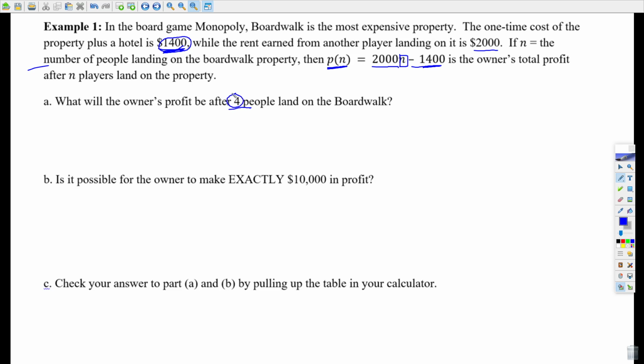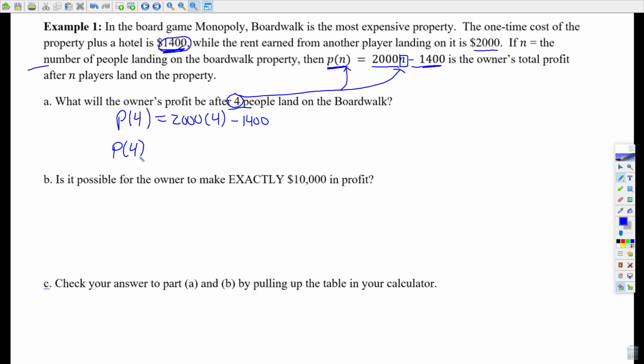All right, so part A, what will the owner's profit be after 4 people land on the Boardwalk? So where do we put the number 4? That goes in for n. If you look up here, it's the number of people landing on the Boardwalk. So 4 goes in for n, and we'll put that in both places. So it'll look like this, P of 4. We're going to find the profit when there's 4 people landing on it is 2,000 times 4 minus 1,400.